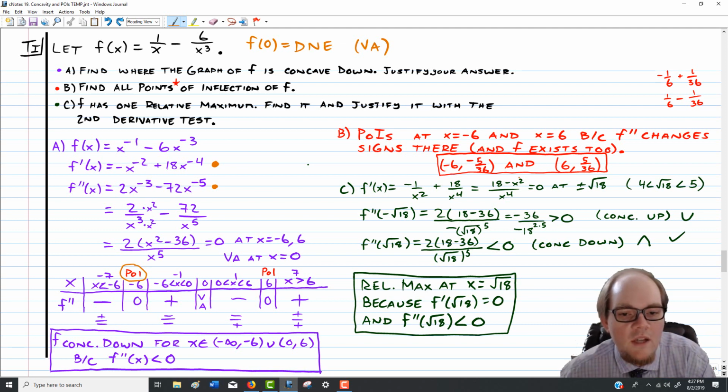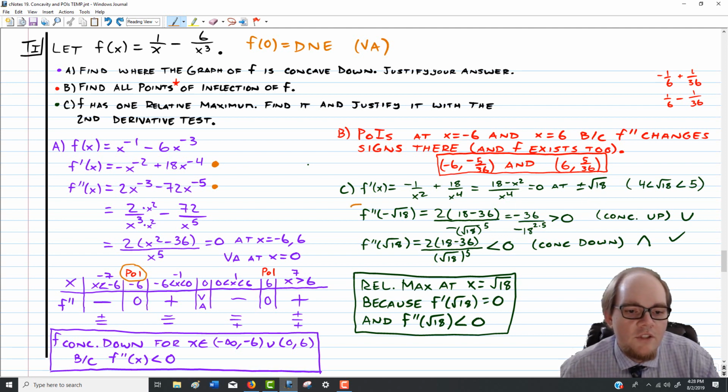I couldn't do that, so I just stuck with what was there. So of course we were trying to find the one relative maximum. That meant to start with we need to find the critical numbers. And going back to our first derivative over here, which simplifies to (18 minus x squared) over x to the fourth, we could see that there are two critical numbers at plus or minus root 18.